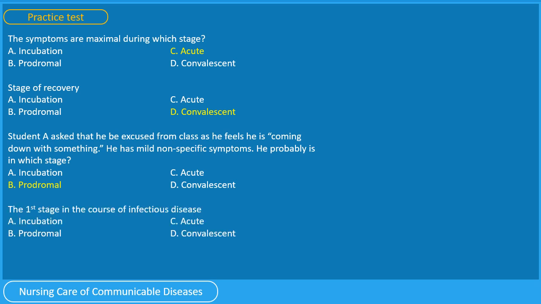And for the last question, the first stage in the course of illness disease: A. Incubation, B. Prodromal, C. Acute, D. Convalescent. You have 5 seconds. A. Incubation is the correct answer.